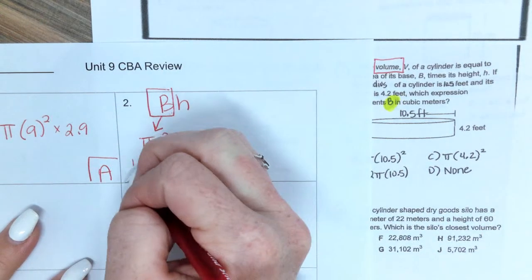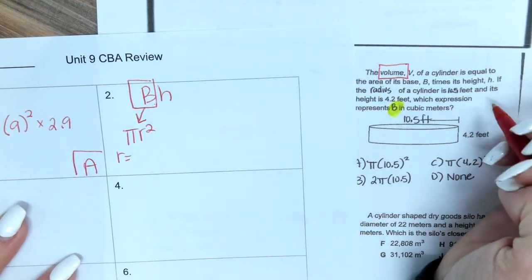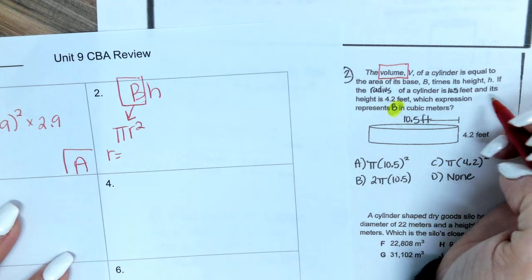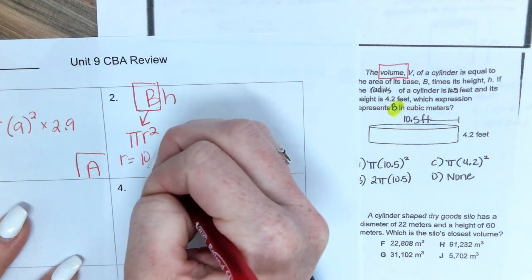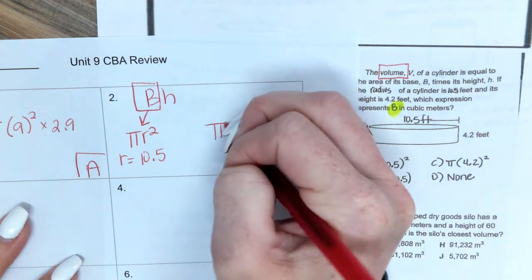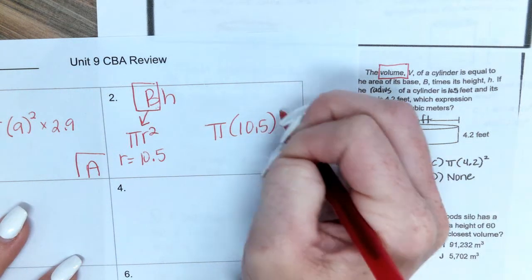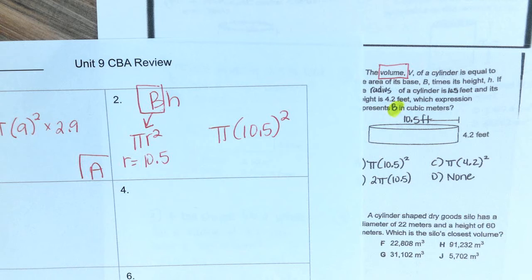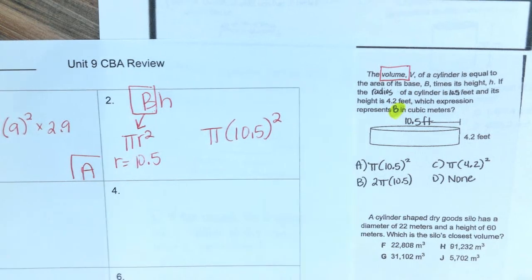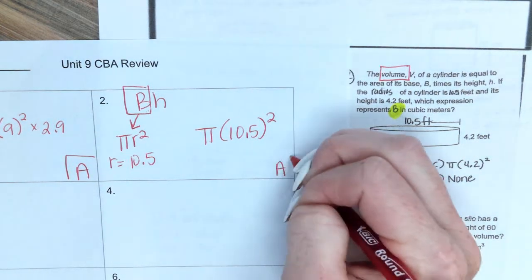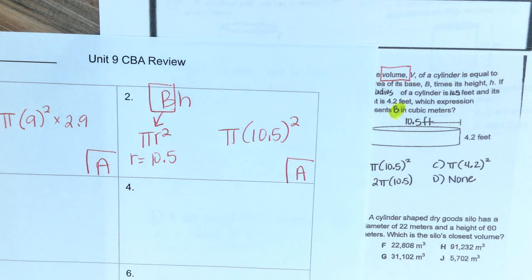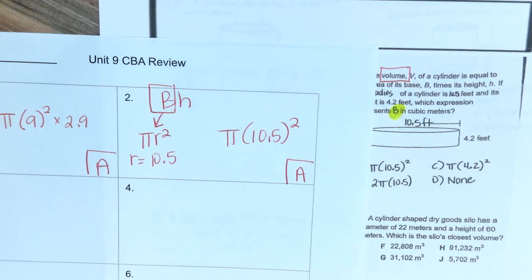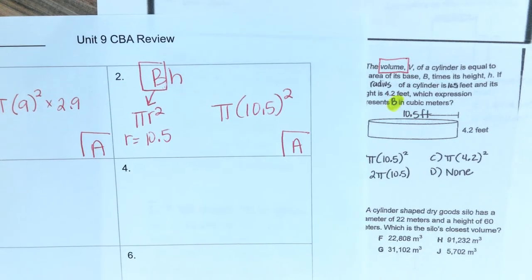You would need an R. What was the R? It says the radius is 10.5. So all you had to do was pi times 10.5 squared. Why did I not do the H? Because it didn't ask for the whole volume. It said, how do you find big B? So which answer is correct? A. That is on the test tomorrow. Okay, number 3. Can I move on?